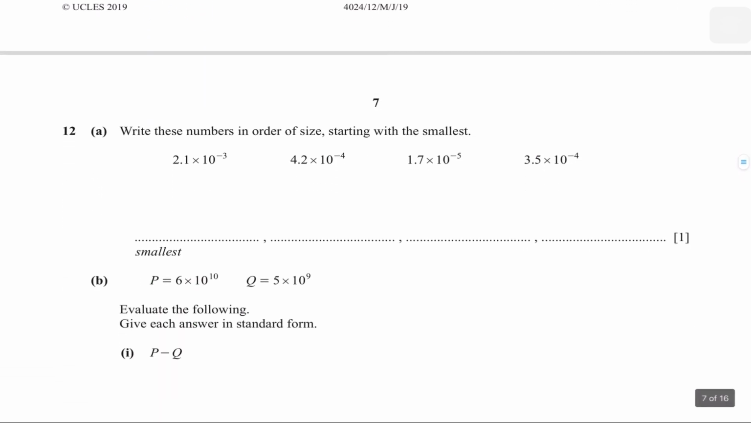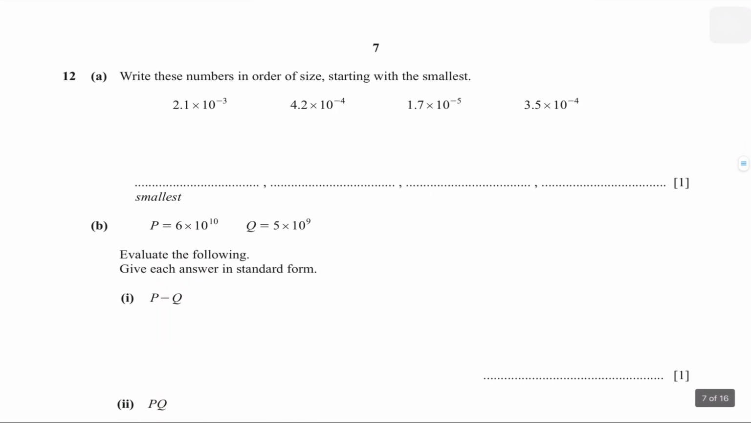Alright, let's move on to question number 12, which says write these numbers in order of size starting with the smallest. Okay, so if I want to figure out what the smallest number is, since we have different powers of 10, I'm going to look for the power of 10 that is the most negative. So the most negative is minus 5. So this right here is going to be my smallest value, 1.7 times 10 raised to the power minus 5.